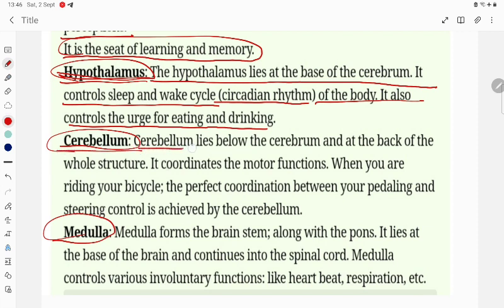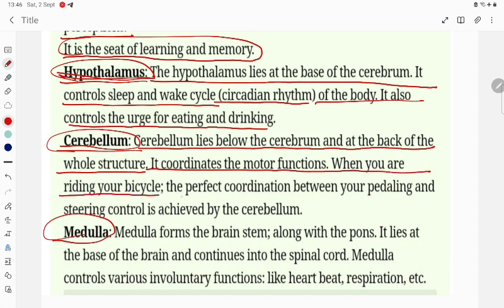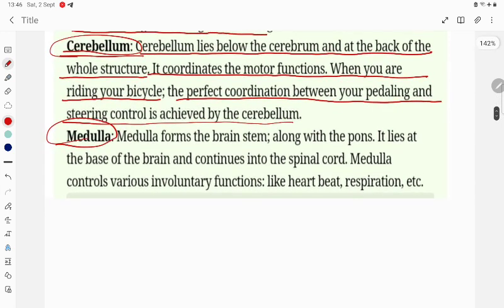Cerebellum. The cerebellum lies below the cerebrum and at the back of the whole structure. It coordinates the motor function when you are riding your bicycle. The perfect coordination between your pedalling and the steering control is achieved by the cerebellum.